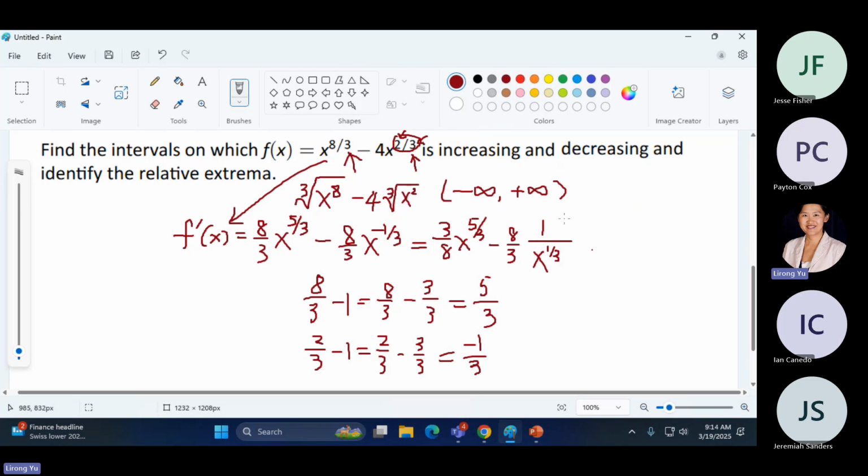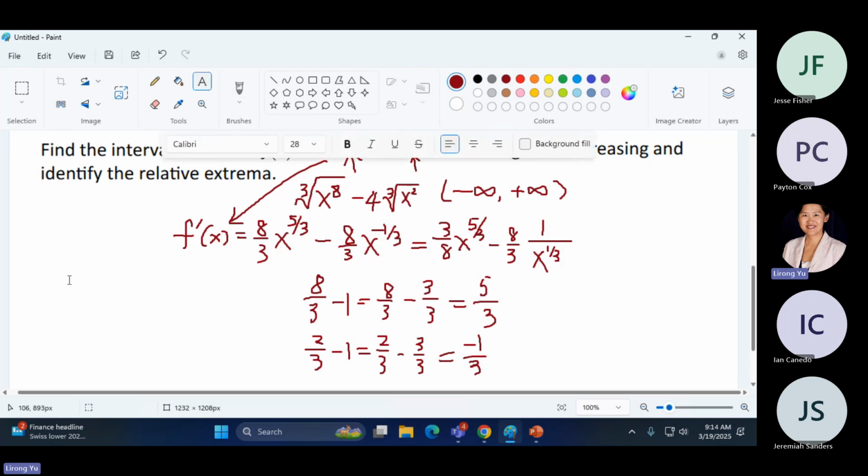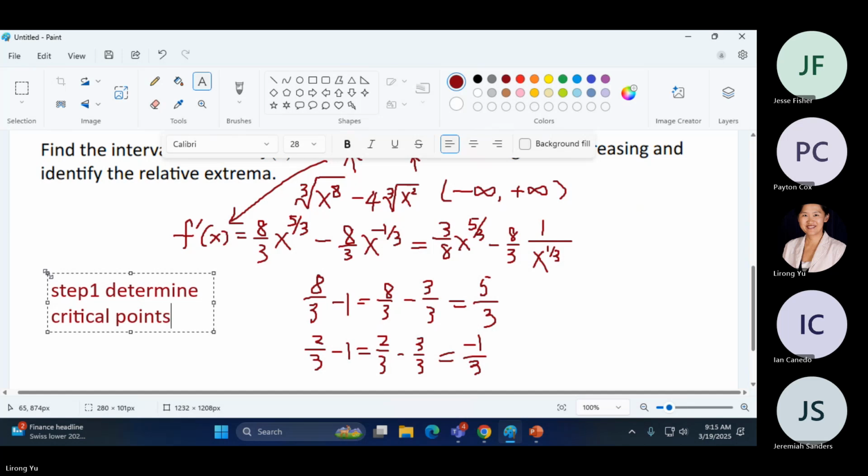In step one, we want to determine the critical points. What are the critical points? Critical points are where the derivative equals 0 or is undefined. Oh, it's already time. All right, so we're probably going to continue from here tomorrow. But you can see once we have that derivative, we're going to work on how to set it equal to 0 and how to identify the undefined points. Obviously, x equal to 0 is an undefined point. So we do have an undefined point there. And I'll see you tomorrow.